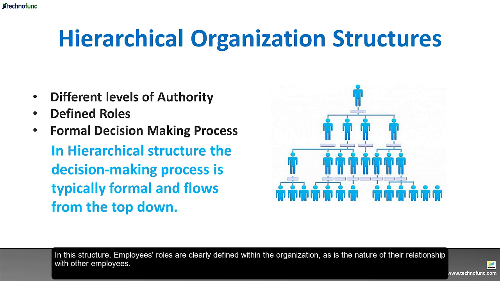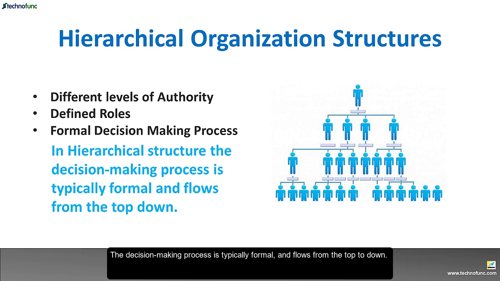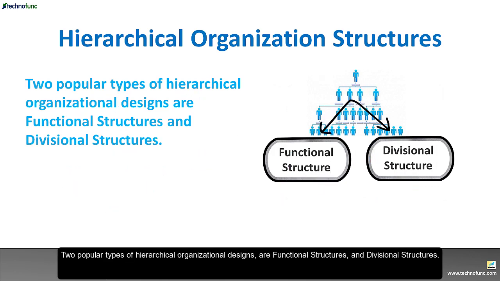In this structure, employees' roles are clearly defined within the organization, as is the nature of their relationship with other employees. This is a tall organizational structure, where each level of management has clear lines of responsibility and control. The decision-making process is typically formal and flows from the top to down. Two popular types of hierarchical organizational designs are functional structures and divisional structures.